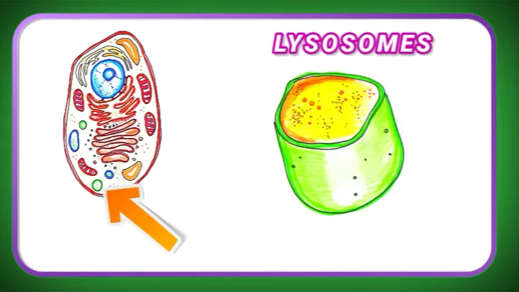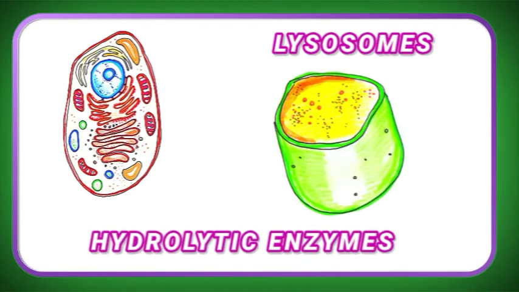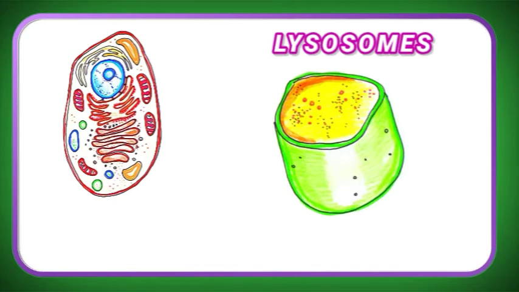And now, let's take a look at the lysosomes. These organelles contain hydrolytic enzymes to break down many kinds of biomolecules. They are involved in various cell processes, including secretion, plasma membrane repair, apoptosis, cell signaling, and energy metabolism.